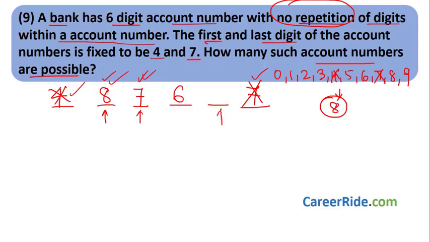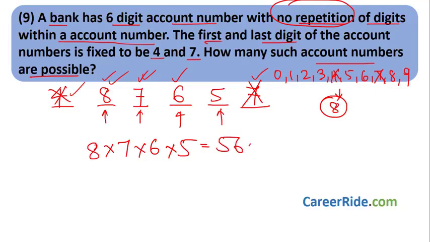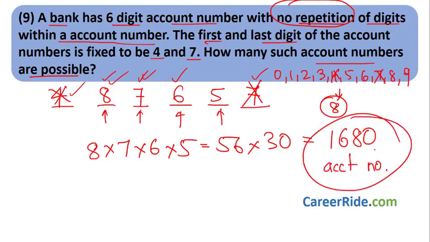Again at this place, 5 digits are already taken. How many choices are there? Out of 5 we have to choose a digit. So what are the total possible account numbers? 8 into 7 into 6 into 5: 8 7s are 56, 6 5s are 30. That would give us 1680 account numbers. Okay, 1680 account numbers are possible with the given conditions.